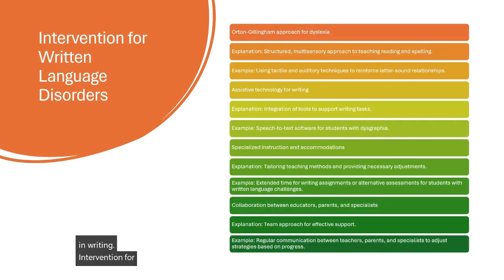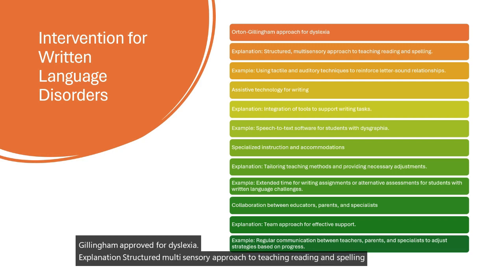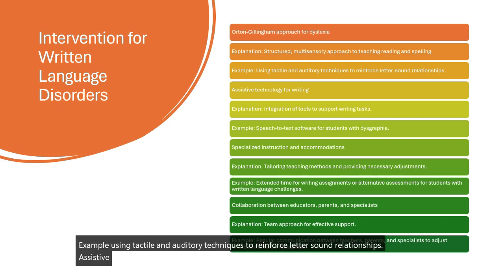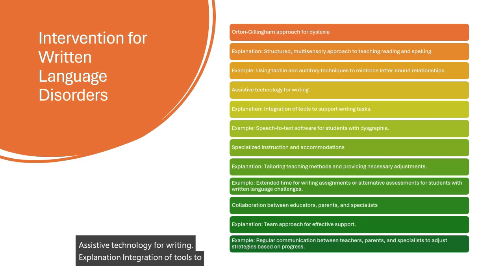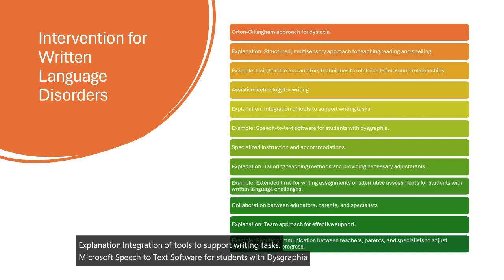Intervention for written language disorders. Orton-Gillingham approach for dyslexia. Explanation: structured, multisensory approach to teaching reading and spelling. Example: using tactile and auditory techniques to reinforce letter-sound relationships. Assistive technology for writing. Explanation: integration of tools to support writing tasks. Example: speech-to-text software for students with dysgraphia.